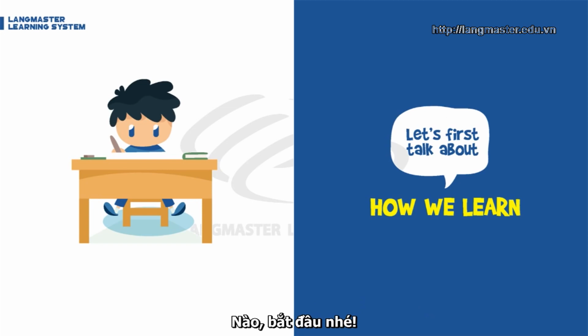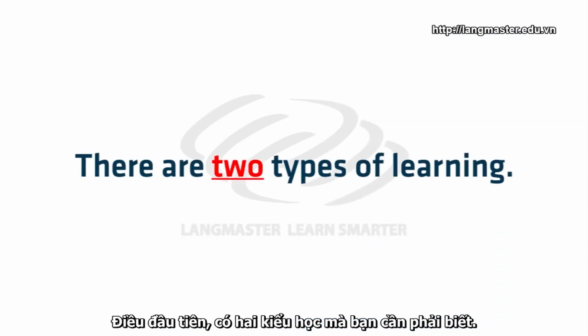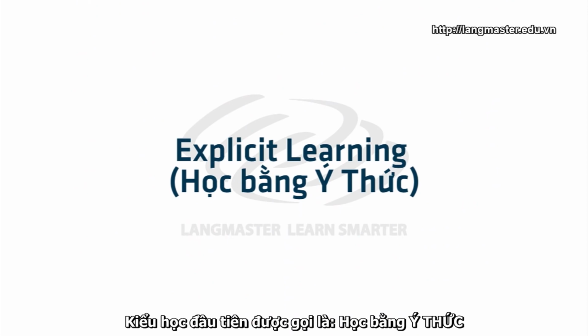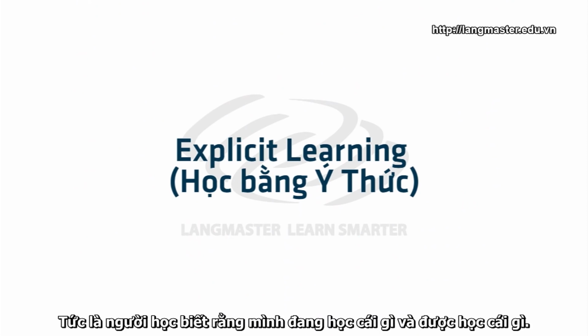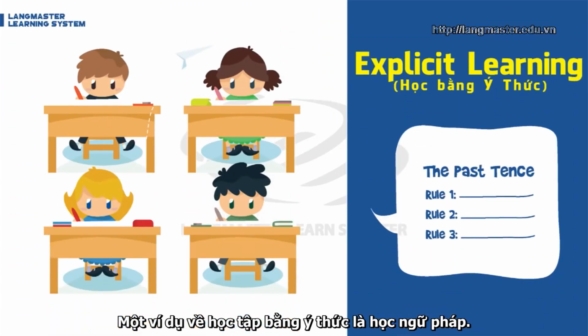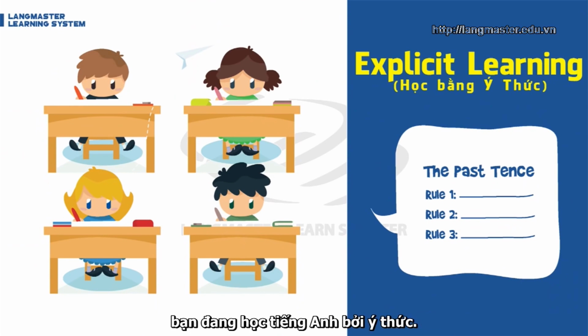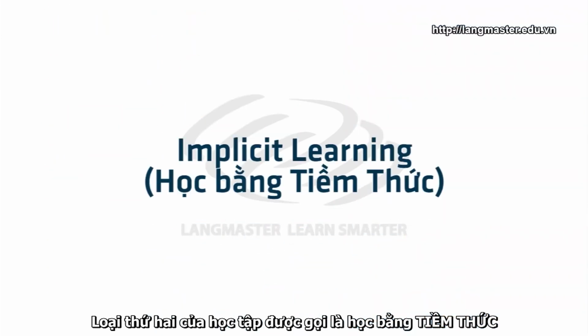So, let's begin. The first thing you need to know is that there are 2 types of learning. The first type of learning is called explicit learning or conscious learning. This is the type of learning where the learner knows that he's learning something, and also what is being learned. One example of explicit learning is studying grammar. When you listen to an English teacher explaining the past tense, you're learning English explicitly by consciously memorizing how to use the past tense.